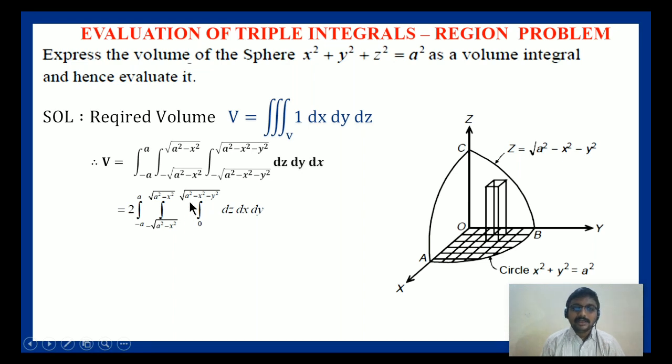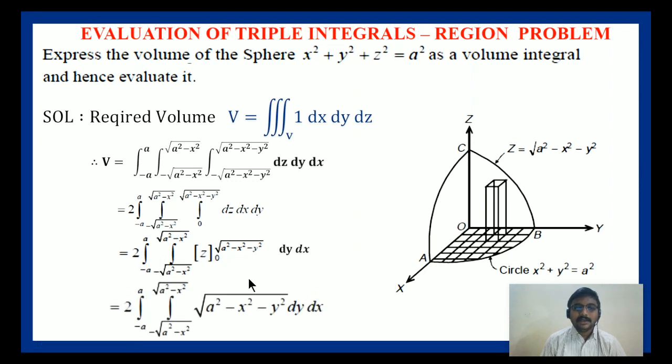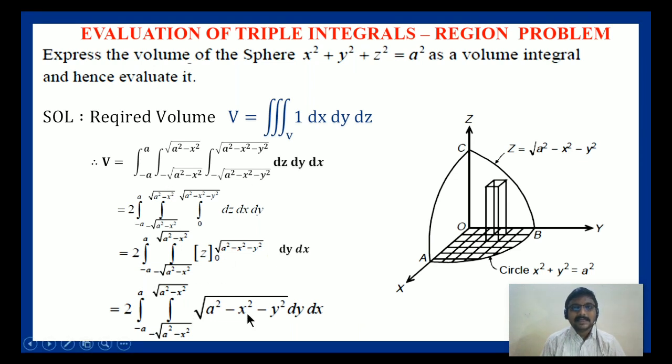So 2 times the integral from 0 to root of a square minus x square minus y square. What is the integration of 1 with respect to z? Z limits are 0 to root of a square minus x square minus y square, substituting the upper limit and the lower limit as 0. Now clearly the triple integral reduces to a double integration. Now we have to integrate with respect to y and then x.